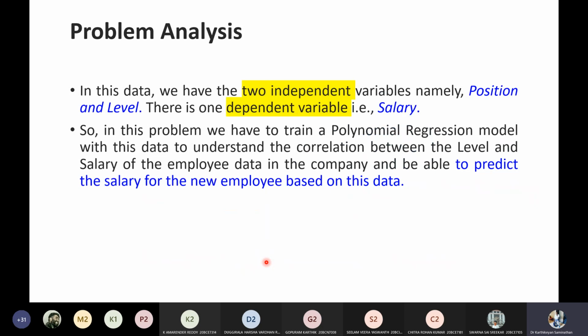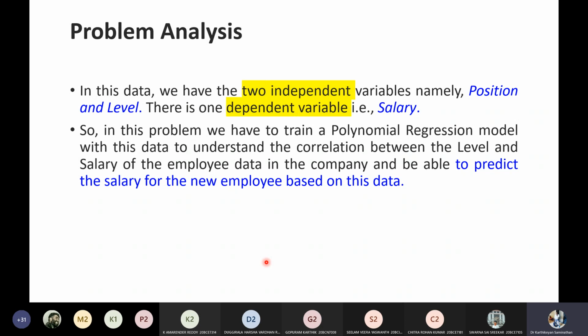Now a sample problem is taken. We have two independent variables: one is the job position, another one is the level. There is a dependent variable called salary. So this is our problem statement. In this problem, we have to train a polynomial regression model with this data to understand the correlation between the level and salary of the employee data in the company, and be able to predict the salary for new employees based on this data.